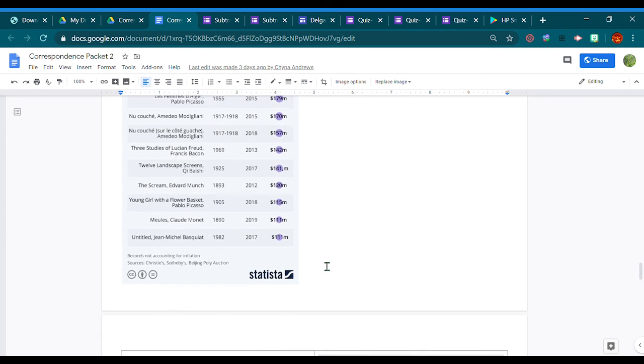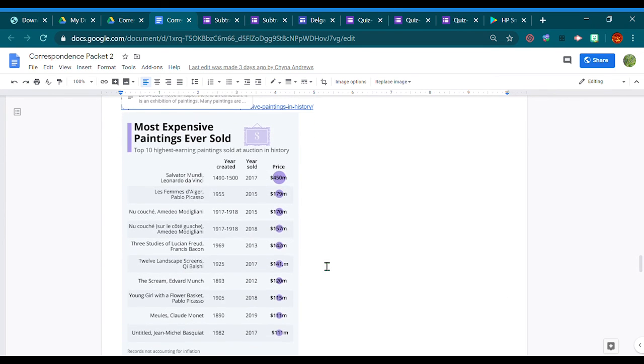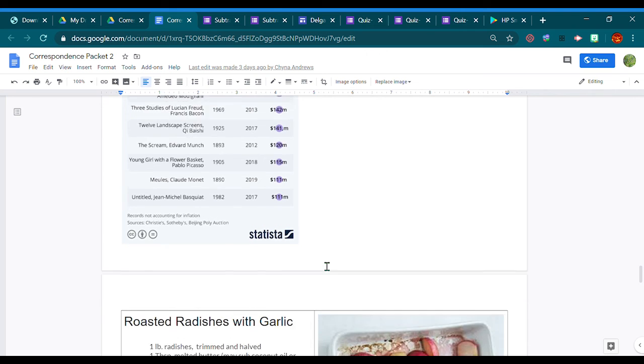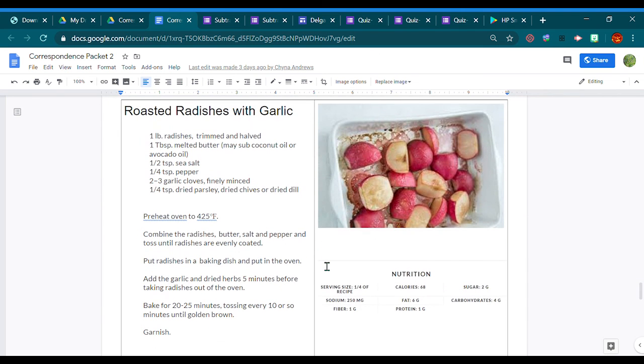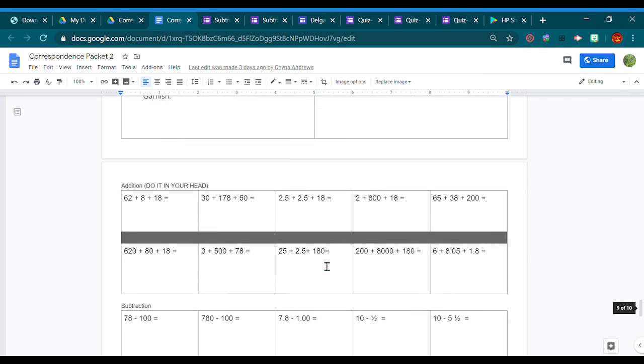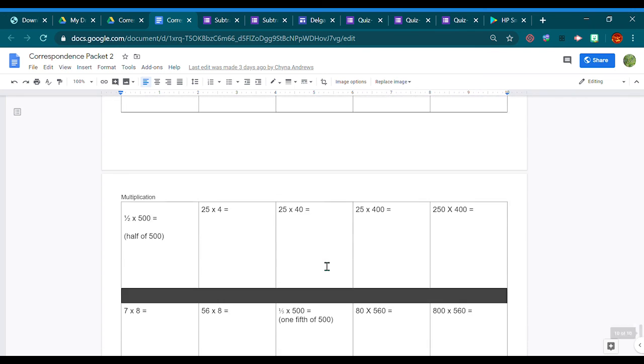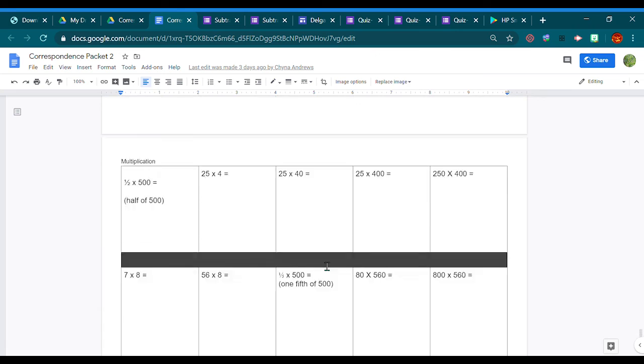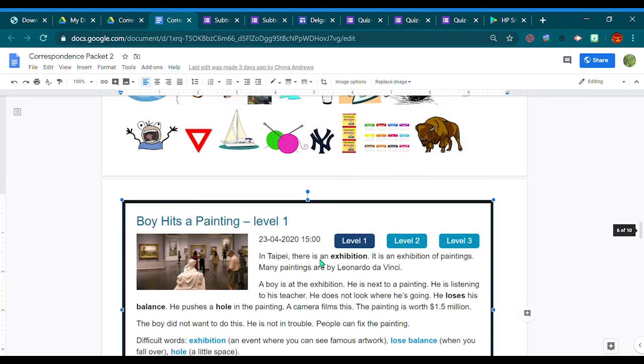Okay, we also have some math in here. We have a list of the most expensive paintings ever sold and some questions that go with that. And then we have another recipe working on our fractions for roasted radishes with garlic. And then we have our addition, our subtraction, and our multiplication computation. So we'll have all the answers in class on Thursday.